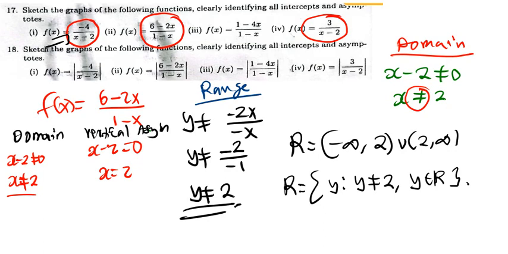If you know how to find the range, then that is the same as the horizontal asymptote. In this case, it's going to be y is equal to 2. That is my horizontal asymptote. It's the same as the range.